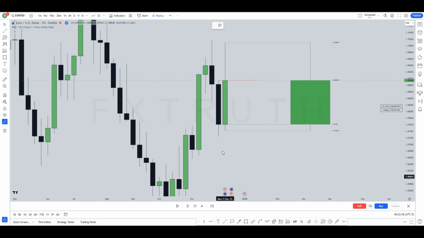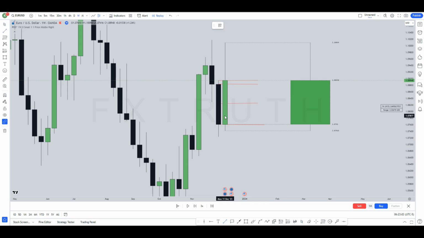So we're going to outline all those particular areas in time. So let's mark this all out right here. Right here also is an equal low, which is also going to be a rejection block if price is to trade down to that particular level. Then we also have a mean threshold right here for the weekly order block.